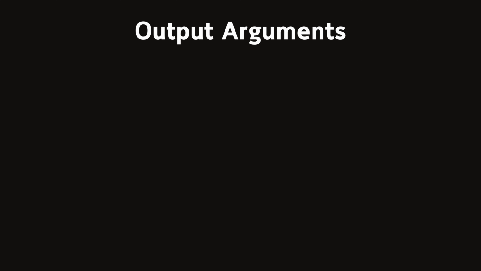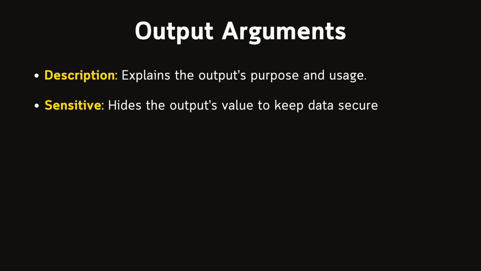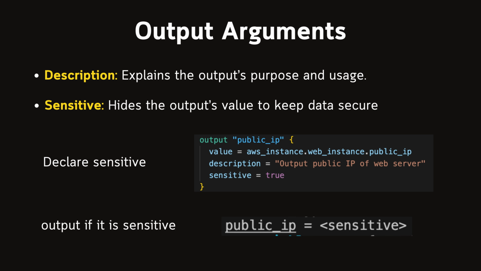Outputs have several arguments that you can use to customize their behavior. First, you have description. Description provides details about the output's purpose and what it is being used for. Then you have the sensitive argument. The sensitive argument would hide the output's value in logs or in the console for security reasons. To declare a sensitive output, you just enter the sensitive argument within the output block and set it to true. The value of a sensitive output would be hidden.